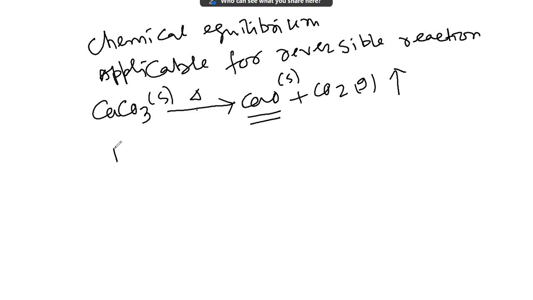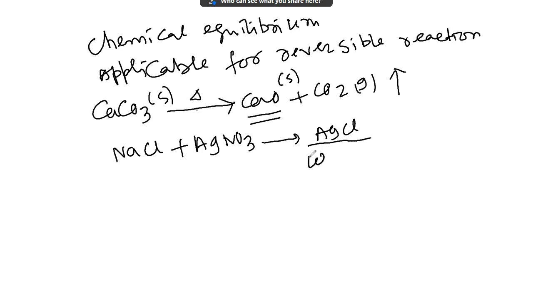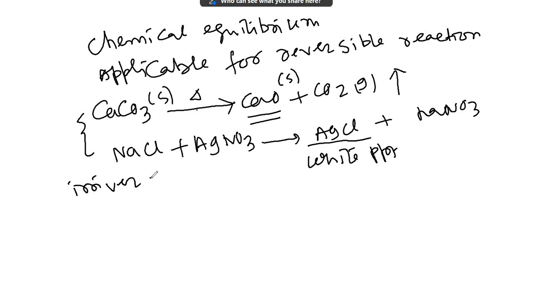Look at this reaction also, NaCl plus AgNO3. Both of them are liquid. It forms AgCl as a curdy white precipitate, plus NaNO3, a double displacement reaction. These reactions are not reversible, it is an irreversible reaction. In one direction, reactant gives you product.